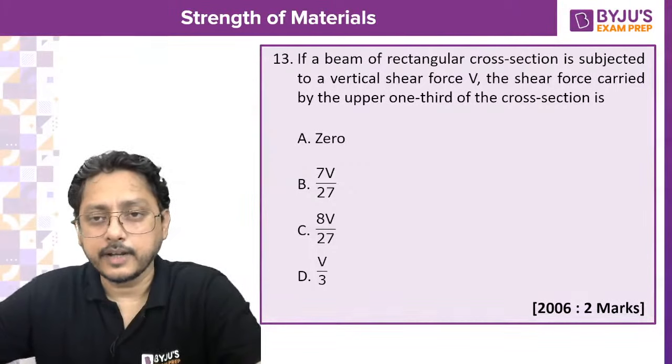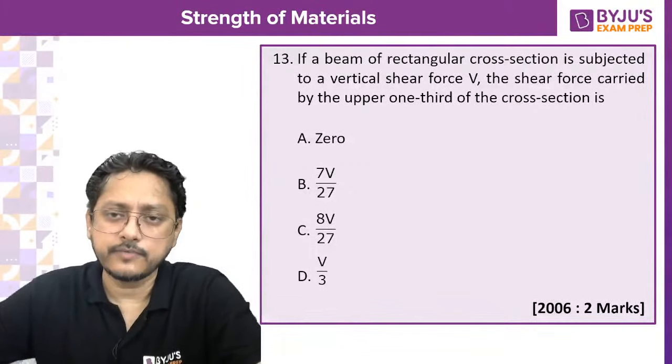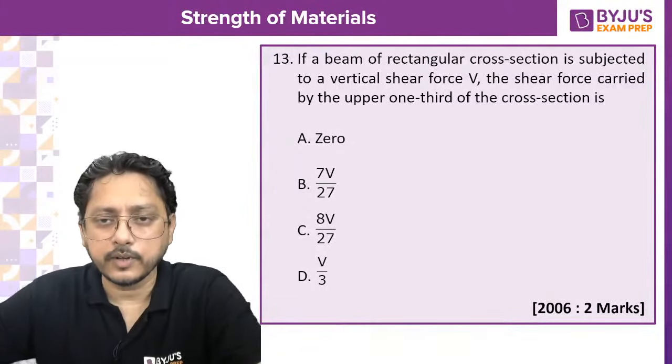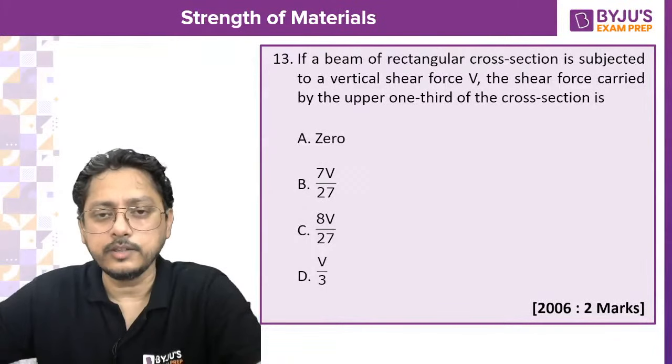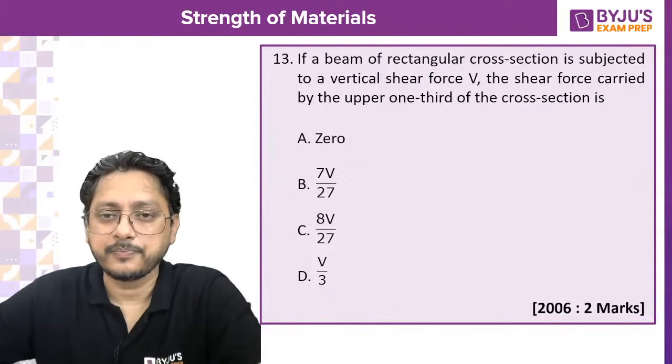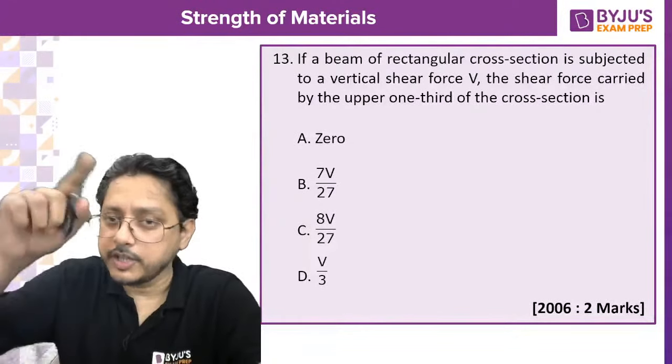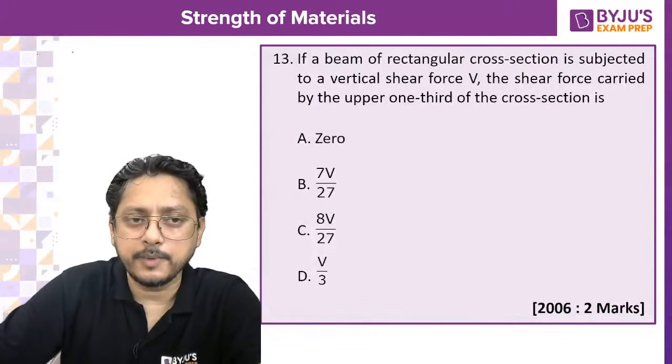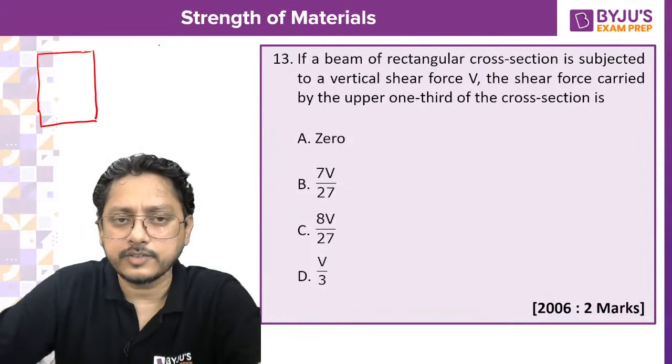If a beam of rectangular cross section is subjected to a vertical shear force V, what is the shear force carried by the upper 1/3 of the cross section? What is the problem here? This needs a little bit of calculation. You know that the shear stress distribution for the rectangular section will be parabolic across the depth.